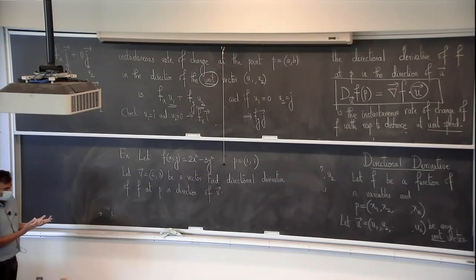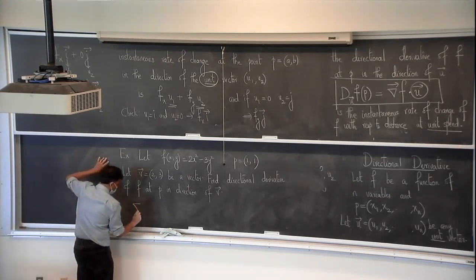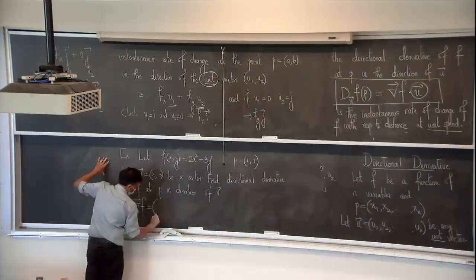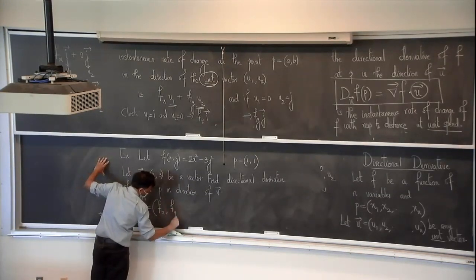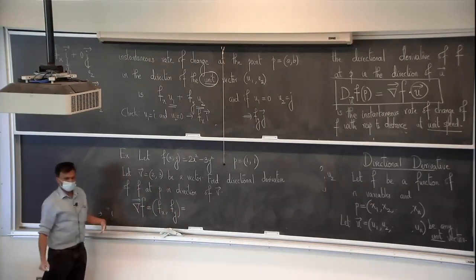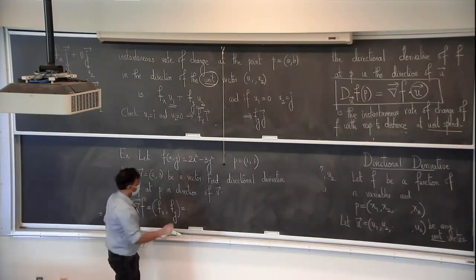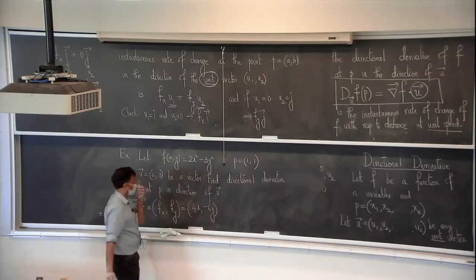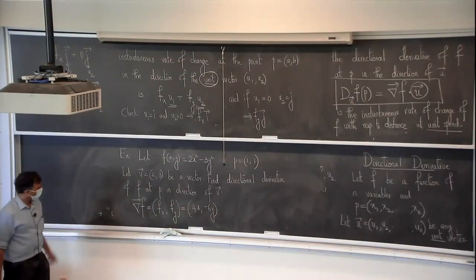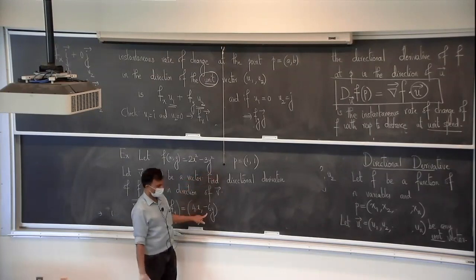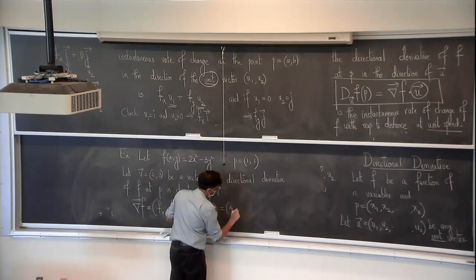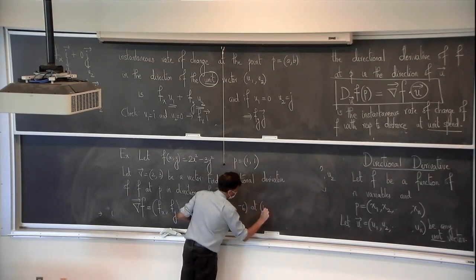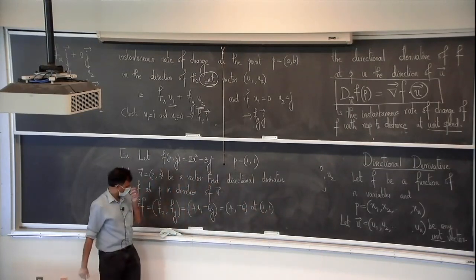Okay, so what are the two things we need? We need the gradient vector at that point. We also need a unit vector in the direction of V. Those are the only things we need here. The gradient of f is the vector with partial derivatives as its components. It's a two variable function, so only two components. And that's going to be just 4x and negative 6y. And at the point (1, 1), it's going to be (4, negative 6). That is a vector.